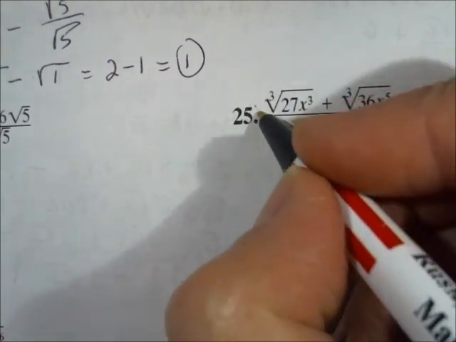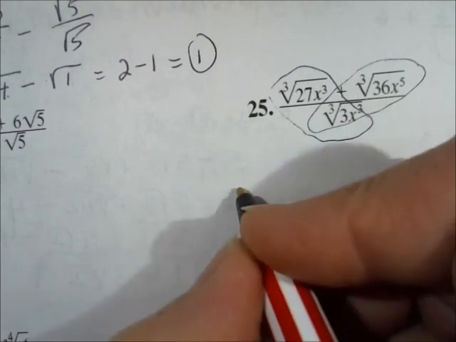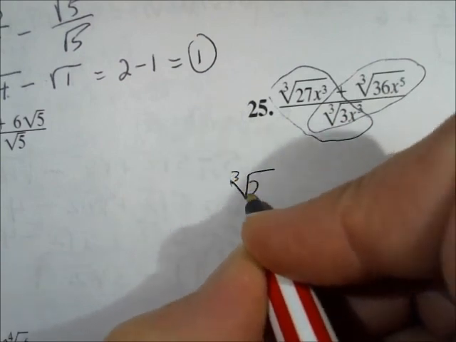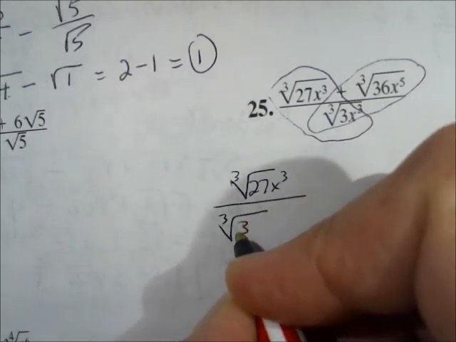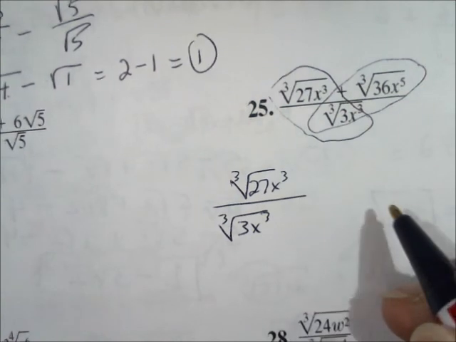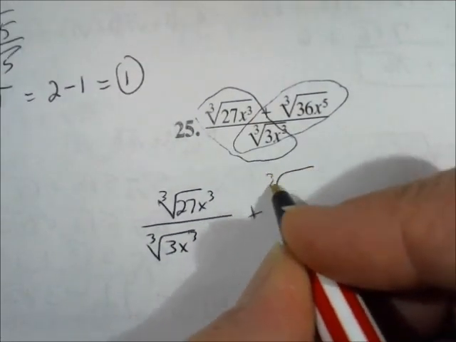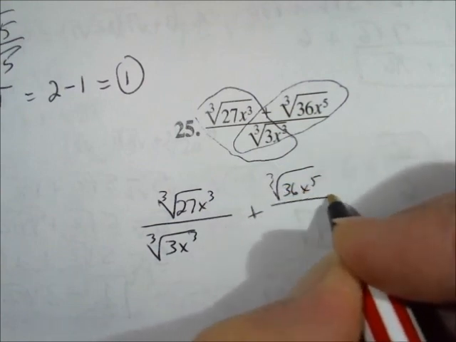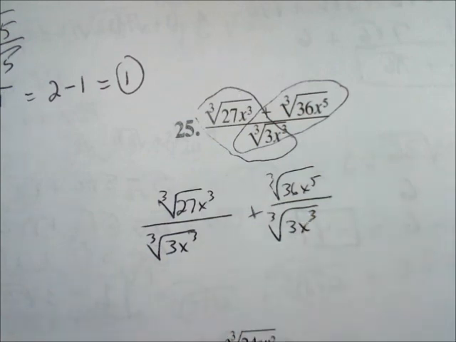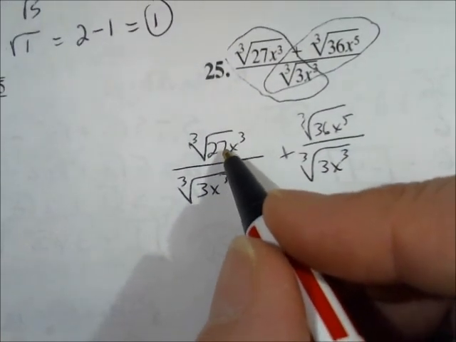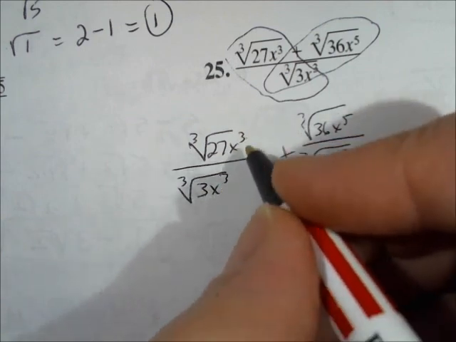Number 25 is different because it's a cubed root, but it's kind of done the same way. Split it up into two fractions. You've got the cubed root of 27x cubed over the cubed root of 3x cubed, I think I have underneath there. And you're going to add to that the cubed root of 36x to the 5th over the cubed root of 3x to the 3rd. Well, we're just going to divide this. 27 divided by 3 is 9. X cubed over x cubed will cancel.